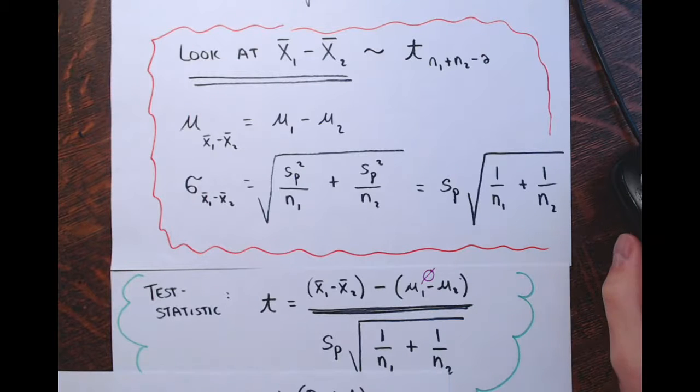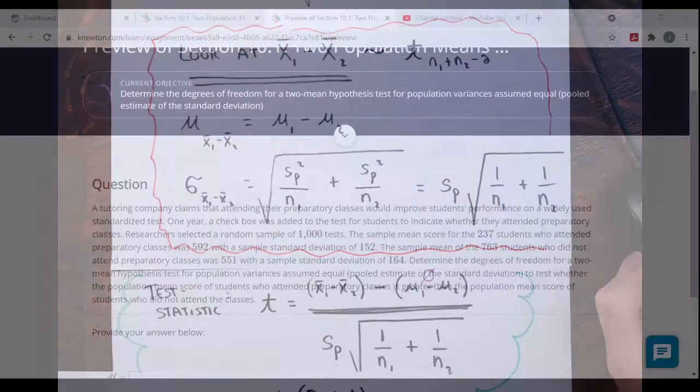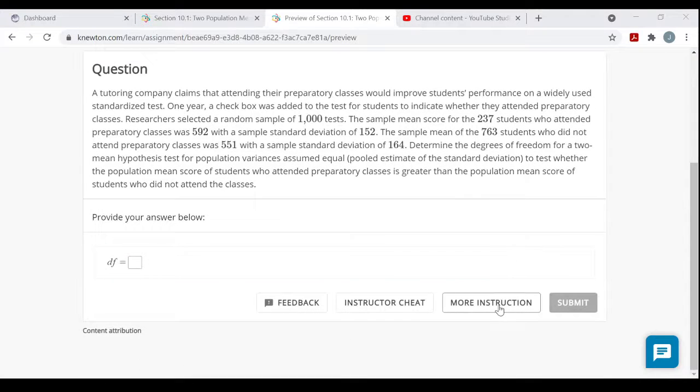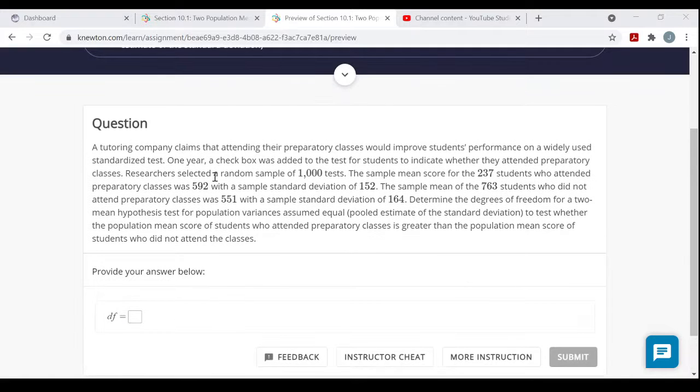So, to the question that I'm looking at. Again, if you want to see more about what they have to say on it in Newton Alta, just click on More Instruction. Look at their videos, their notes, their examples, read through it, and hopefully that helps you.